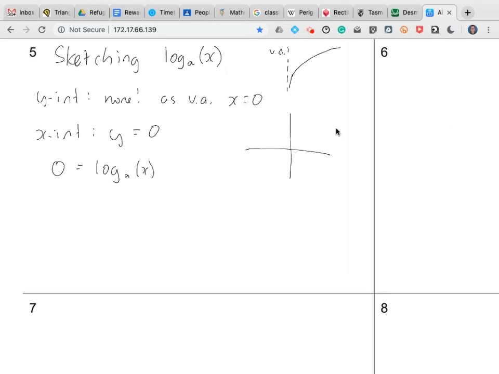Okay, so we need to solve for x. We're going to use our understanding of logarithms to reorder this into exponent form. We have a to the power of b equals c. So if I write this in exponent form, I get x equals a to the power of 0, which equals 1.